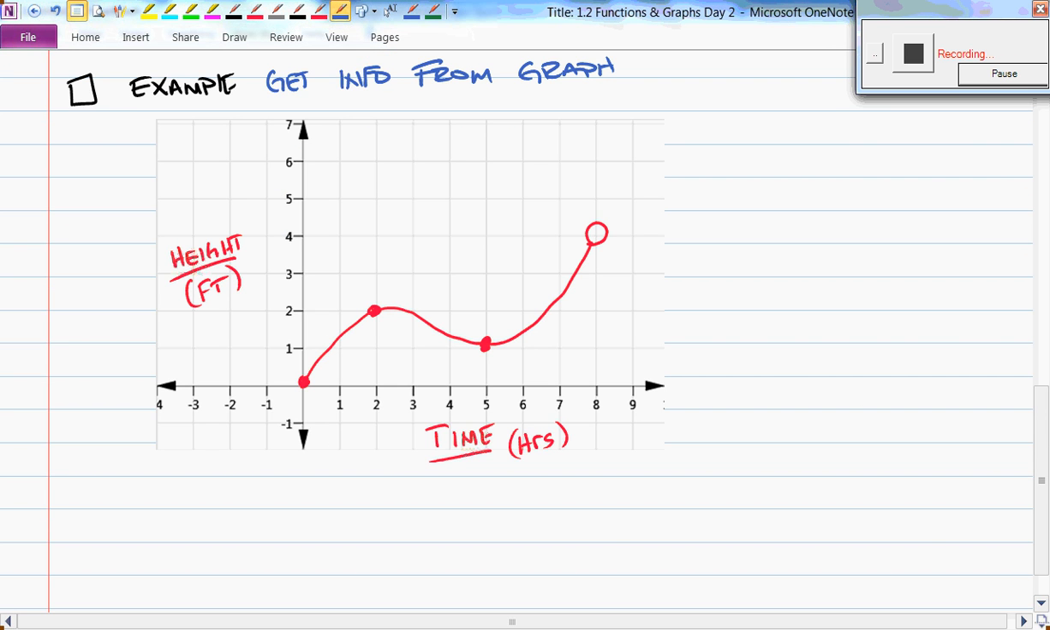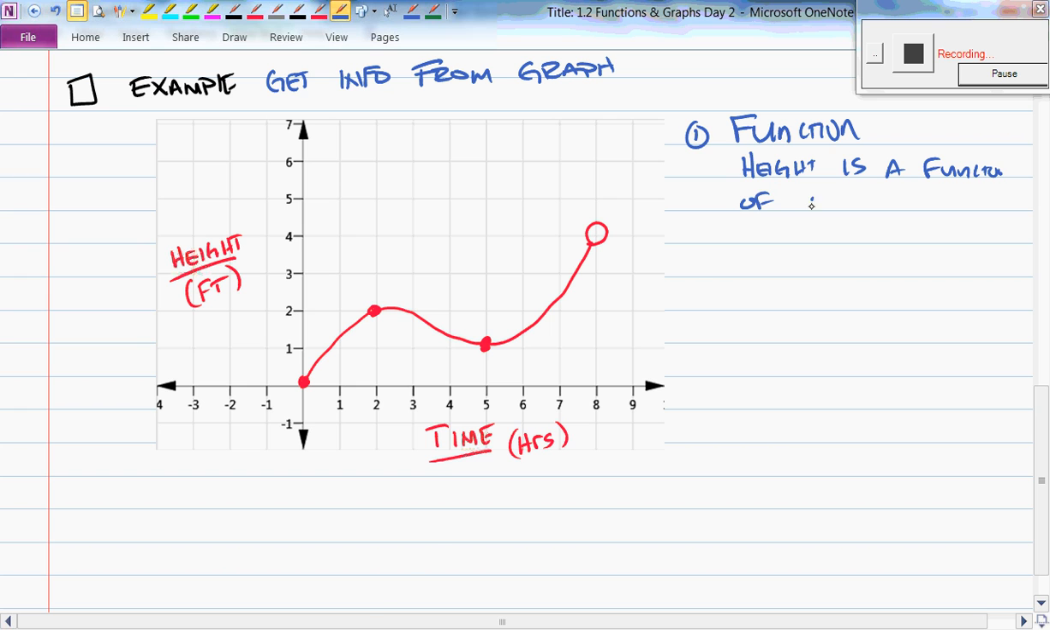All right, first of all, does this picture represent a function, yes or no? Yes. How do you know? It passes the vertical line test, right? So number one, definitely passes. So yes, this is a function. Okay, now, y is a function of x, right? What do I have labeled as my y-axis? Height. What do I have labeled as my x-axis? So we can say height is a function of time.